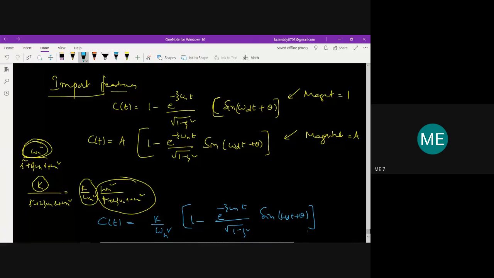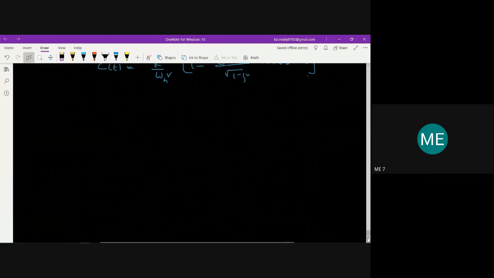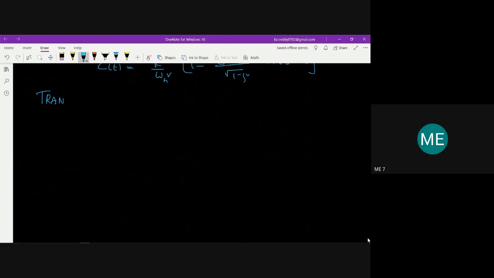Now we'll move on to the transient response specifications. These derivations are very important, what I have discussed today and what I am going to discuss now also. Transient response specifications.